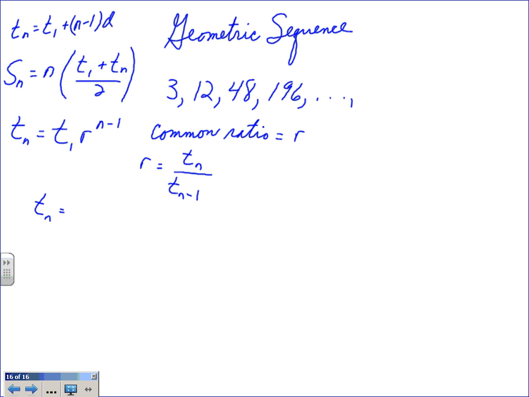Let's see. We're going to take the first term, which is 3. Make sure we use parentheses. Times the ratio, which we determined was 4, raised to the n minus 1. Well, we're looking to find the 10th term. So 3 times 4 to the 10 minus 1, or 3 times 4 to the 9th power, which is not the same as 12 to the 9th power. So we go to our calculator. We have 3 parentheses 4 raised to the 9th power. And so the 10th term of this sequence, 786,432.